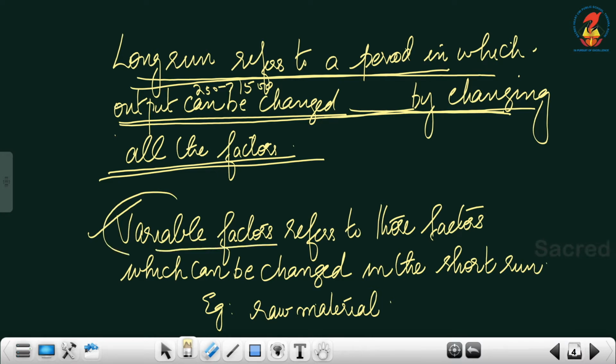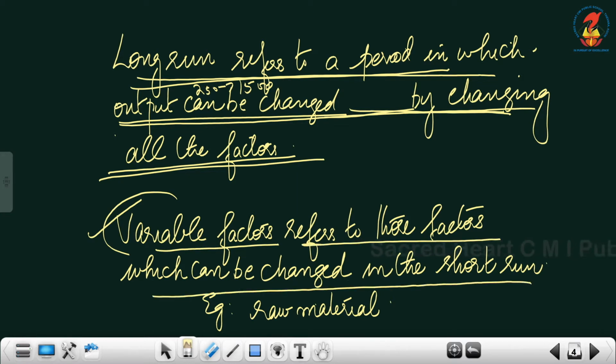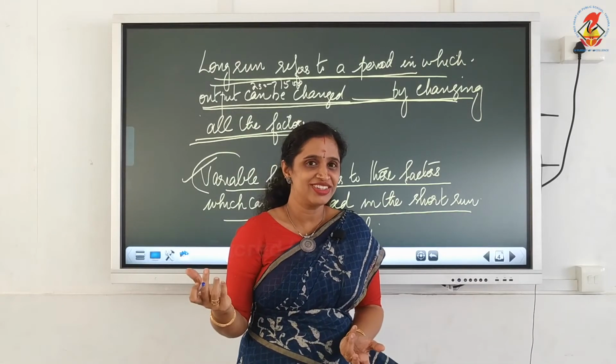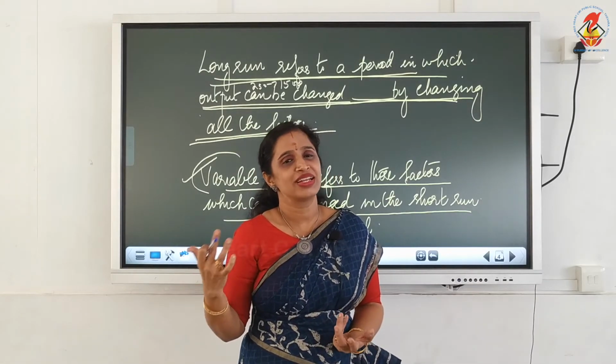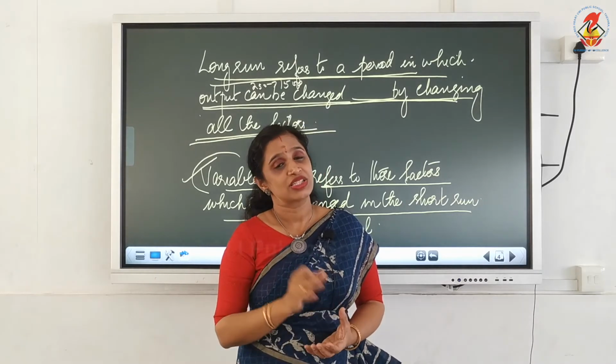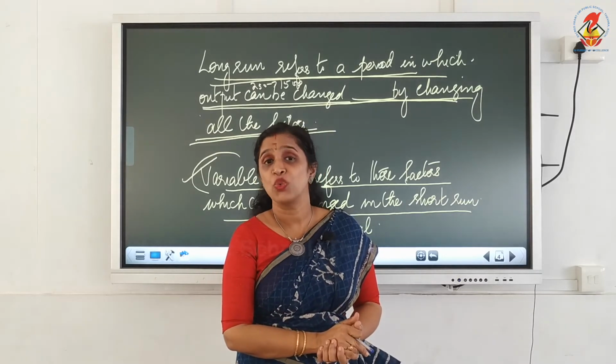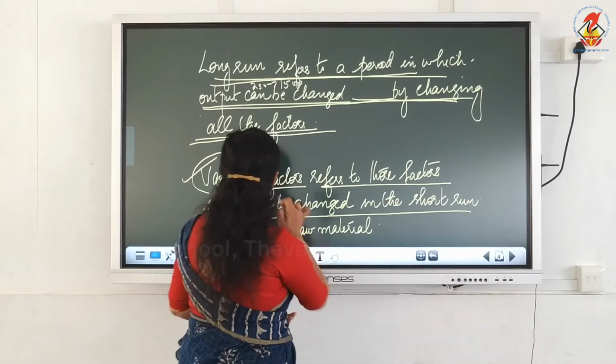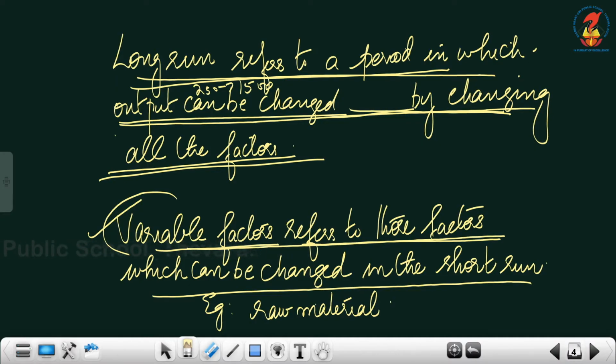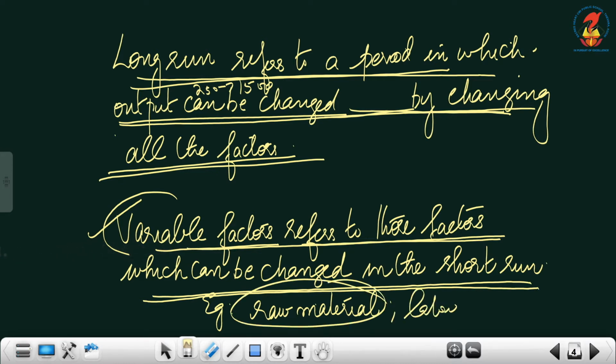What are variable factors? Variable factors refers to those factors which can be changed in the short run. Very clear. In the short run, we change variable factors and then we will increase the output. Such a kind of factor is known as variable factors. So once again I will read. Variable factors refers to those factors which can be changed in the short run. For example, raw material, if you want you can write labor, etc.